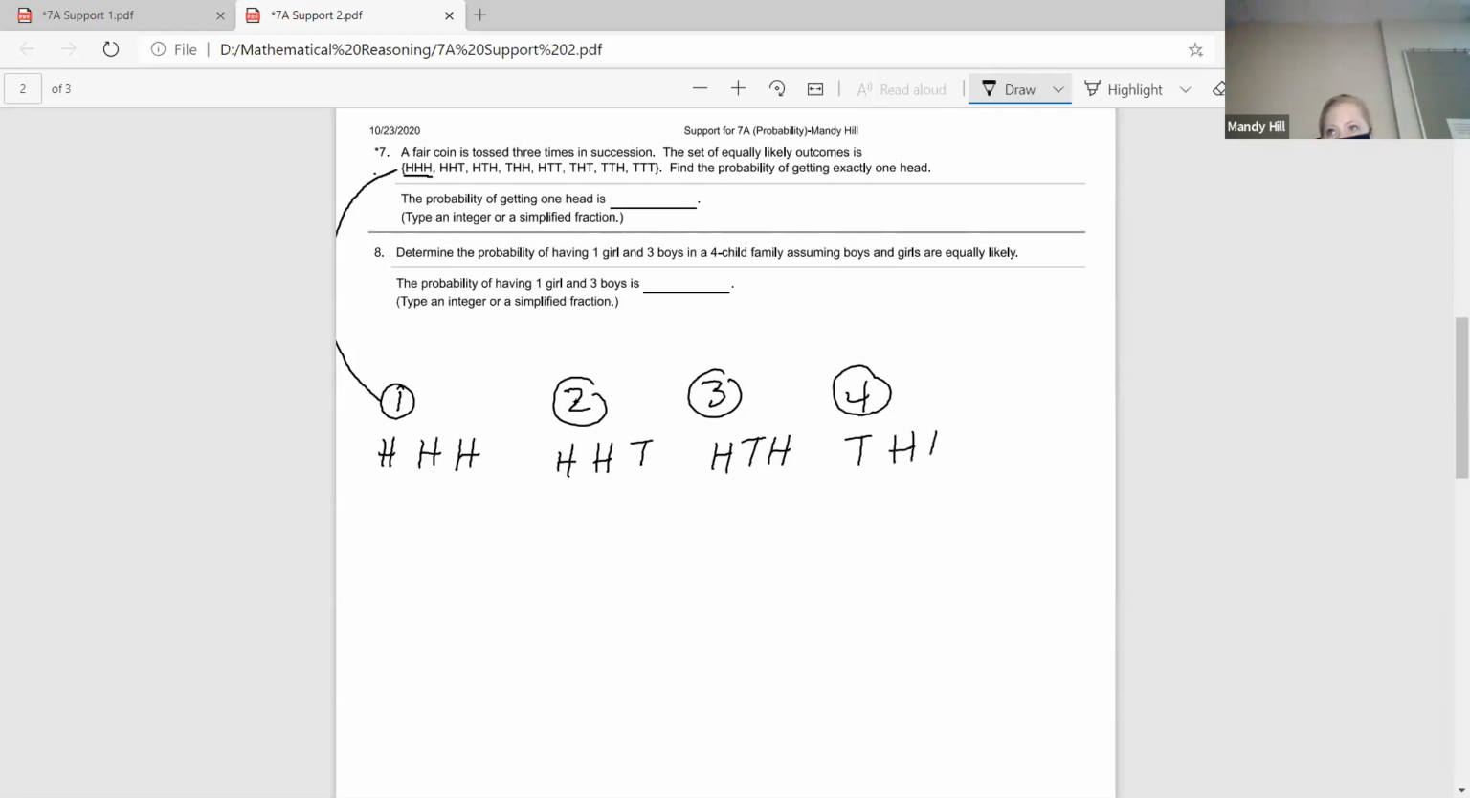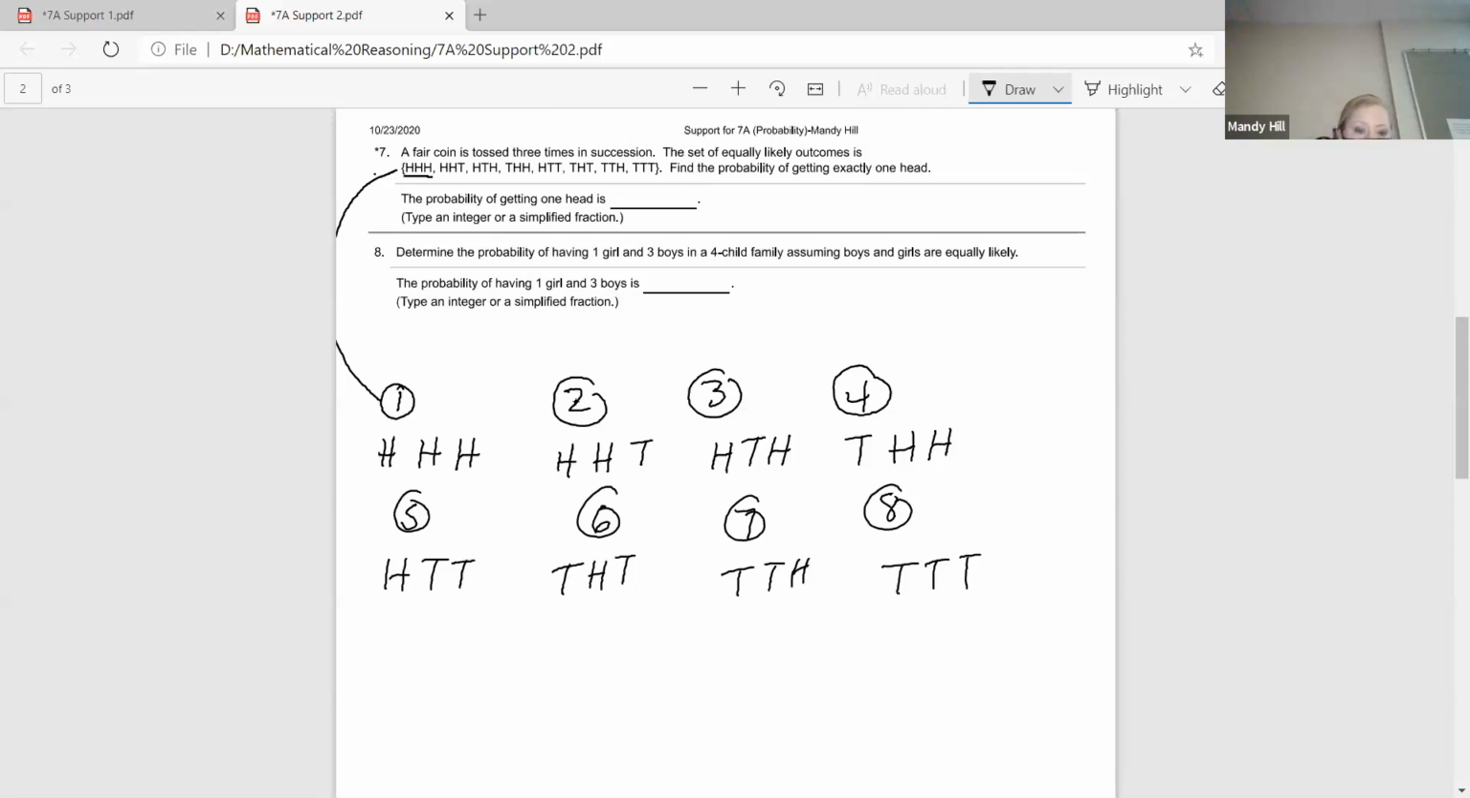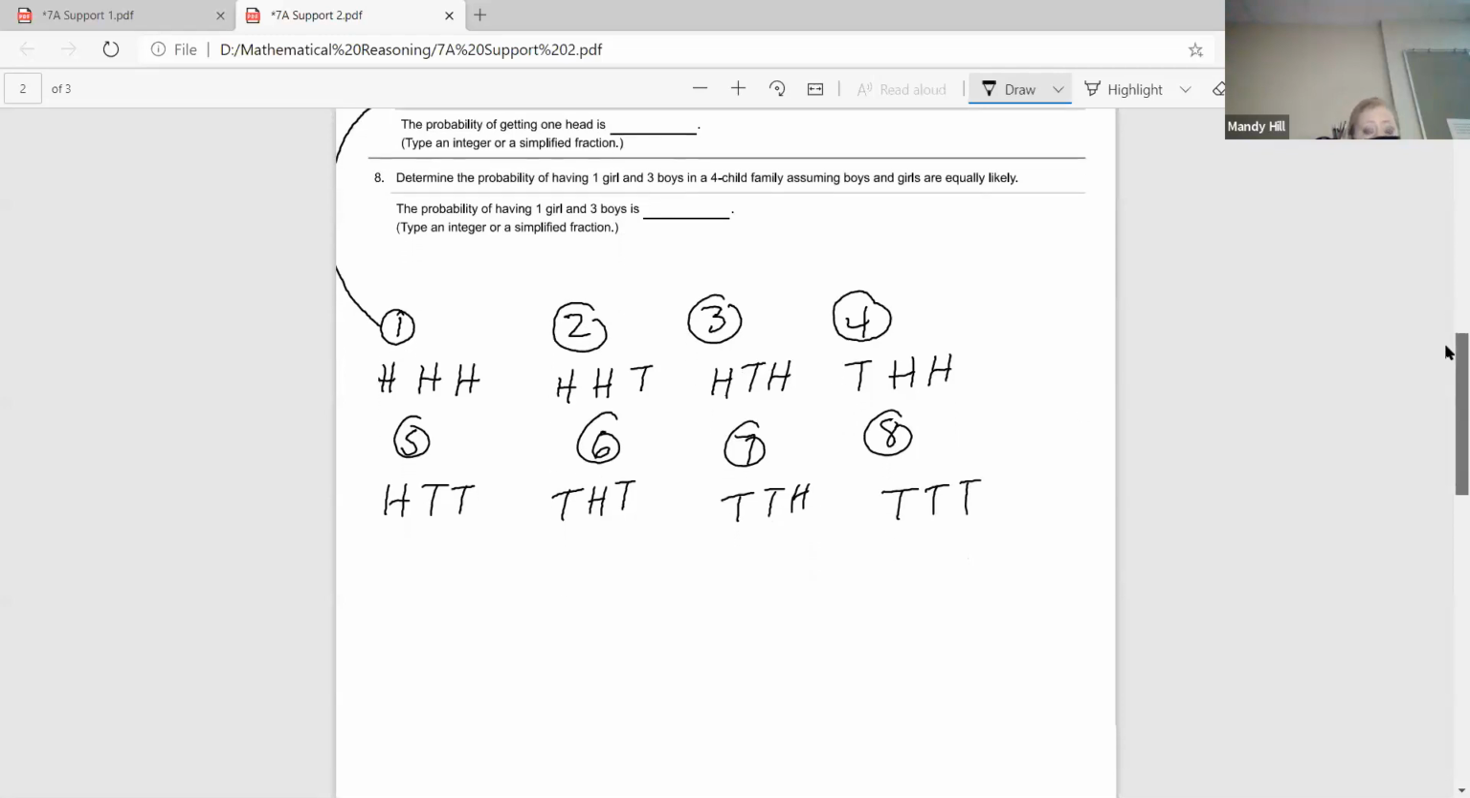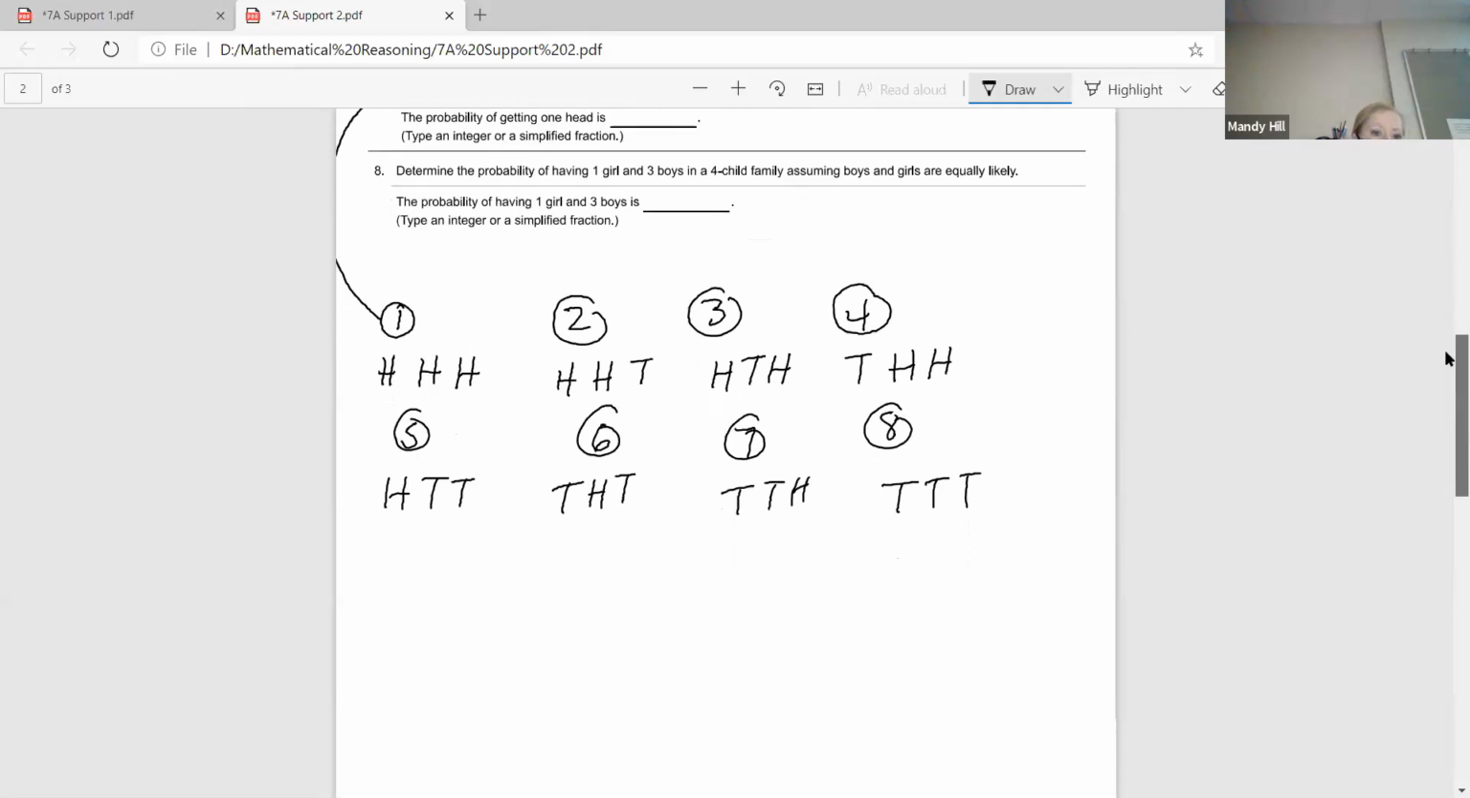You could get a tails and a heads and a heads. You could get heads, tails, tails out of your 3 coins. Tails, heads, tails. Tails, tails, heads. And or they could all be tails, right? It's possible. So those are all the outcomes that you could get. Another way to do this, if you have trouble thinking of all the possible outcomes, because you can't work these problems if you can't think of everything that can happen.